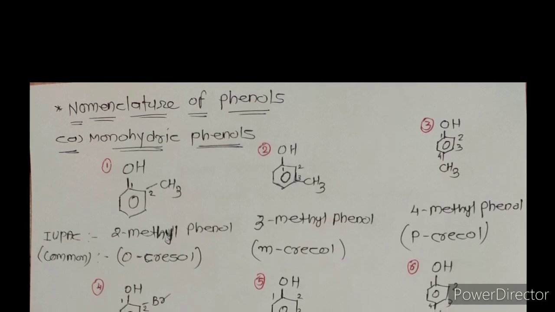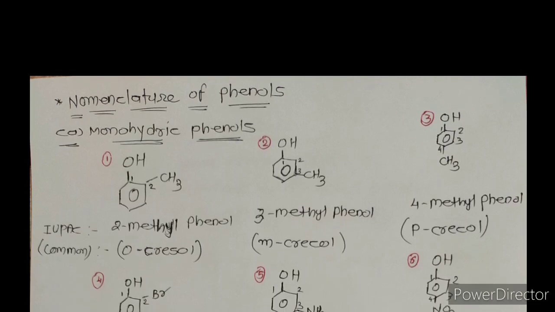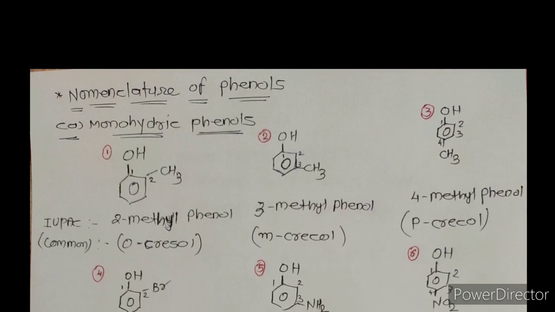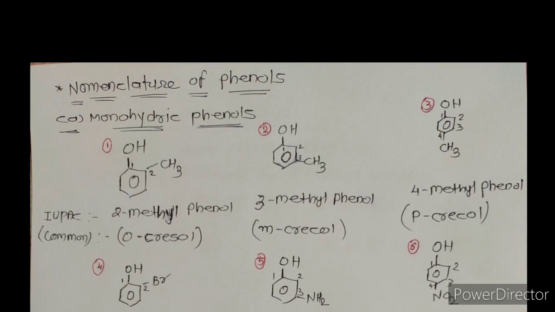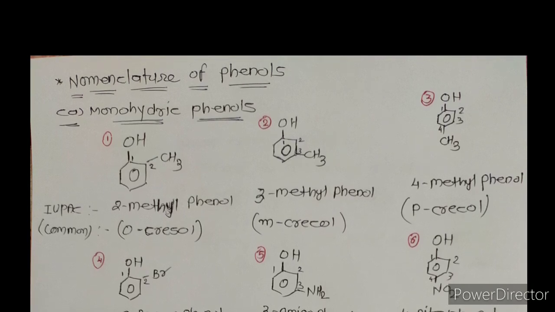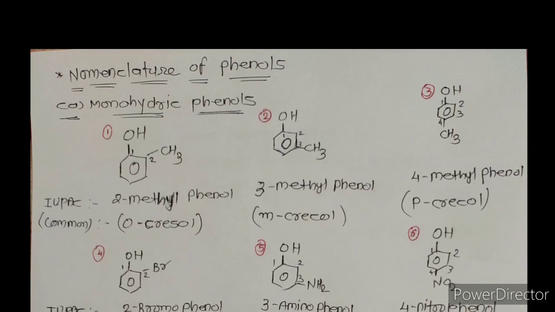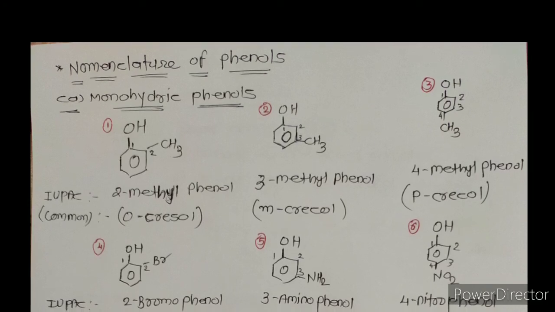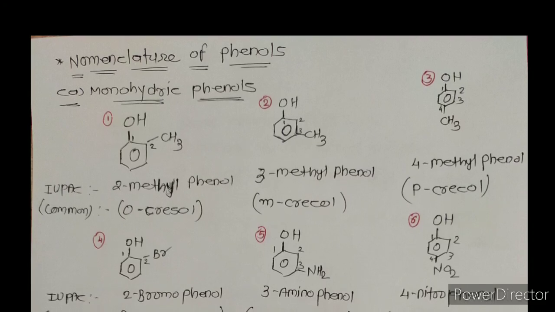If you are talking about the common name, then a simple trick to remember: whenever a benzene ring contains OH and CH3, for such a compound we use cresol. Here CH3 is present on the ortho position, hence it becomes orthocresol. Second compound: a benzene ring which contains OH and, on the third position, a CH3 group, hence its IUPAC name is 3-methylphenol, and its common name is metacresol. Here the CH3 group is present on the meta position, hence it becomes metacresol.